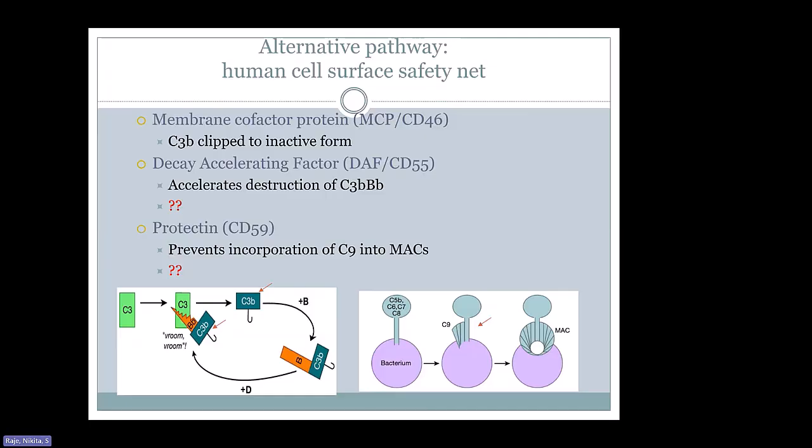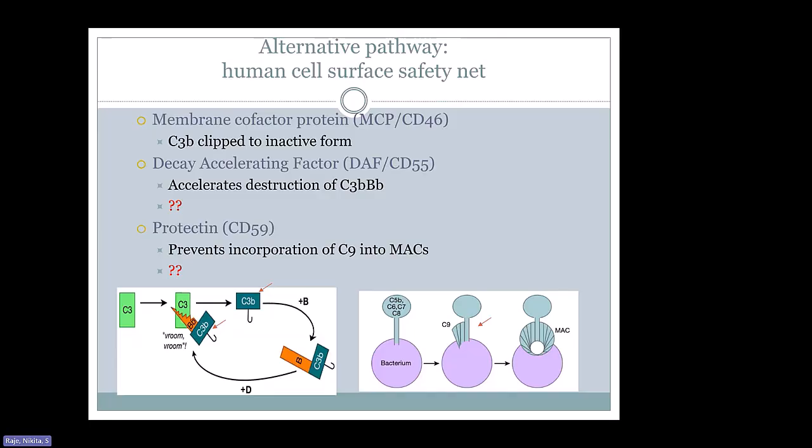So membrane cofactor protein, MCP or CD46, will clip the C3b to its inactive form. Decay accelerating factor accelerates the destruction once the C3bBb is formed, which is the C3 convertase. And then say everything goes through, the C5 is cleaved, the stalk is formed, protectin or CD59 will prevent incorporation of C9 into the membrane attack complex.